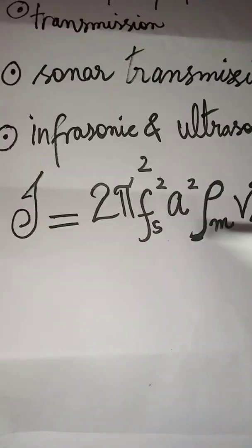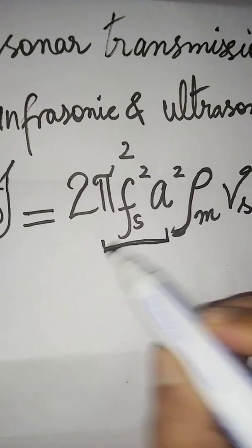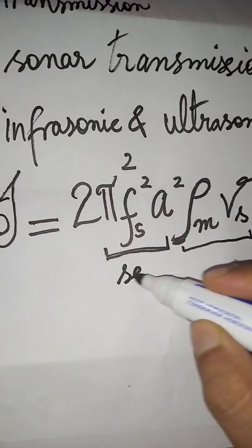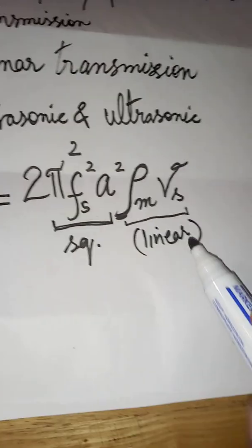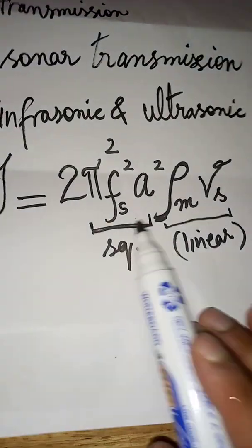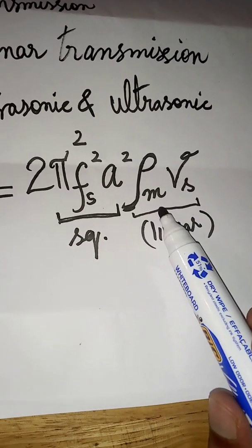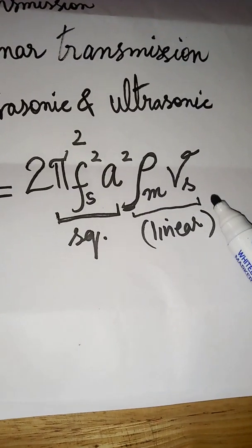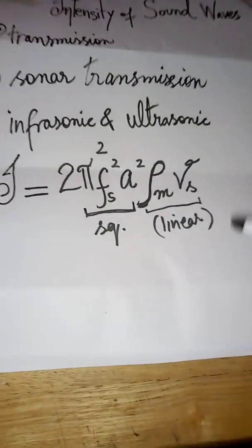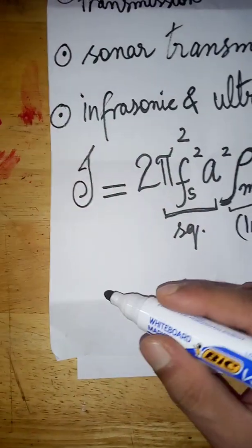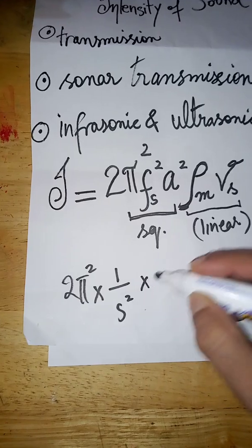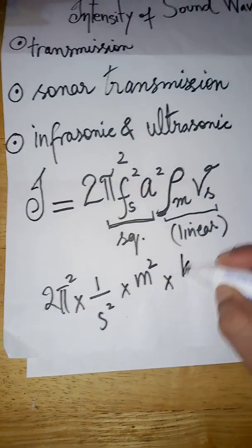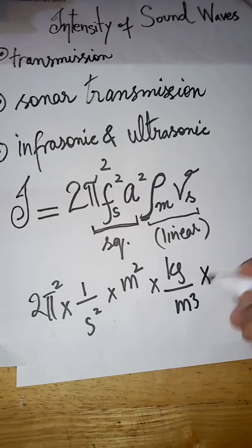of the sound. Now this part is squared and these are linear, as in singular, but this part is squared. So 2 pi squared times f squared, which will be in hertz, amplitude will be in meters, density will be in kg per meter cubed, and velocity will be in meters per second. So if we do the dimensional analysis, we'll get 2 pi squared times 1/second squared times meter squared times kg per meter cubed times meters per second.